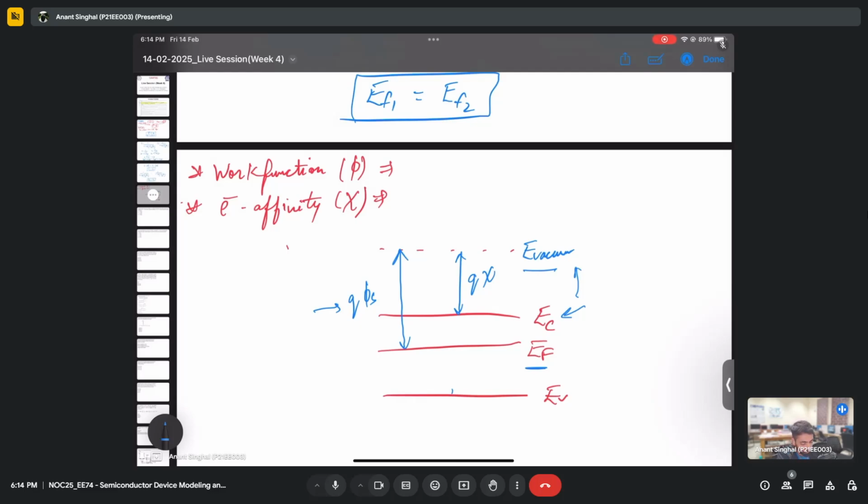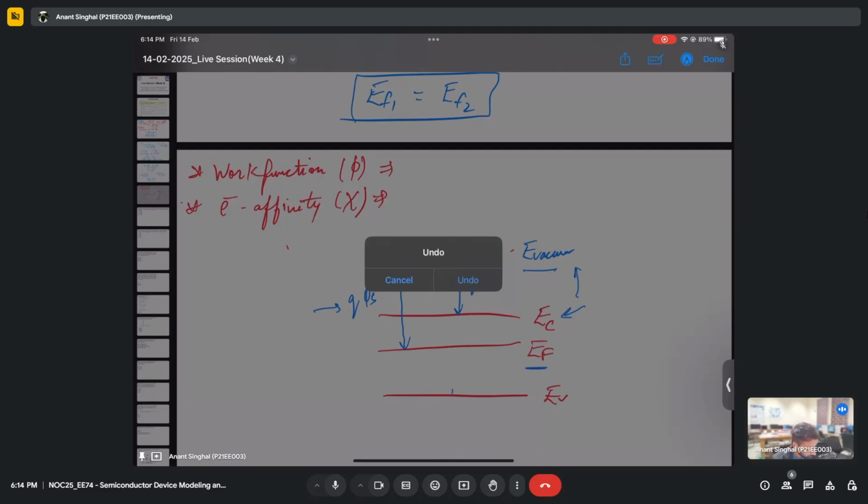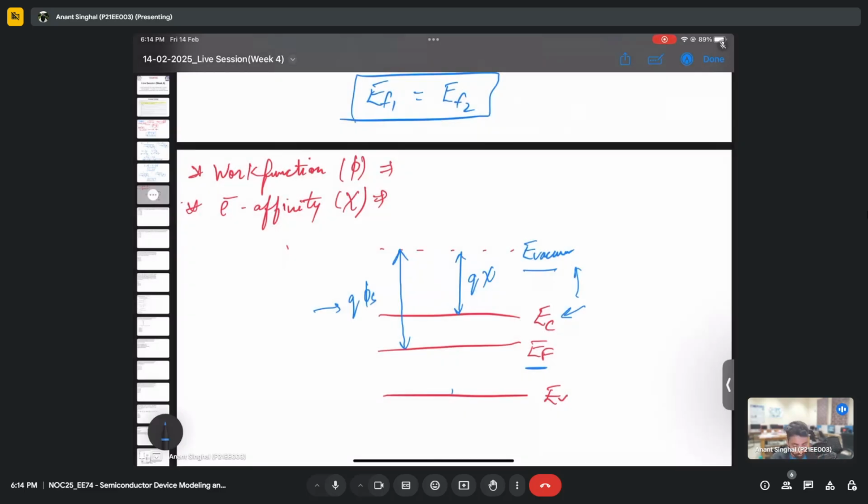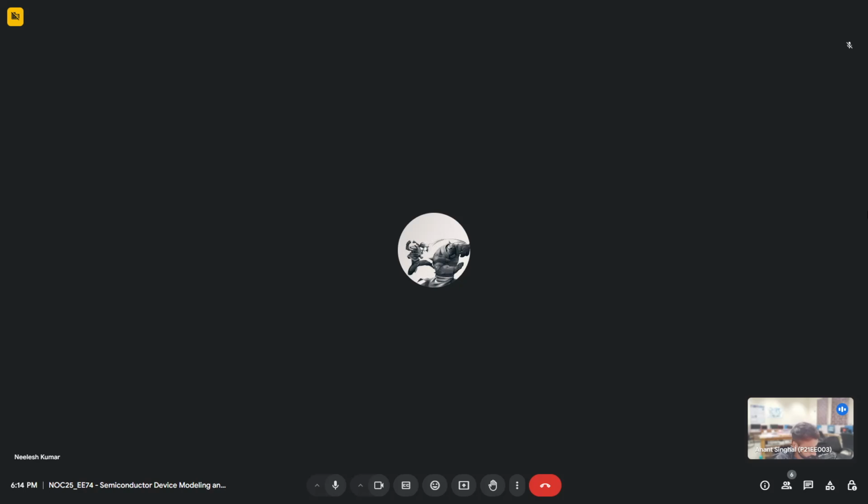So this work function is for metal, and electron affinity will be for, let's say, silicon. For silicon, they are material properties, so they will not get affected by the different device design.